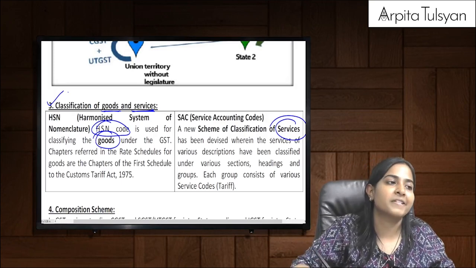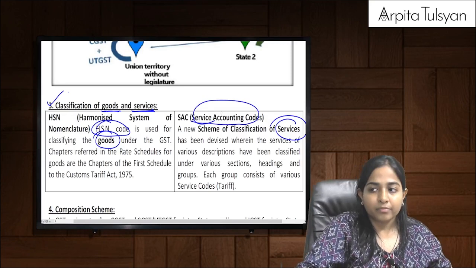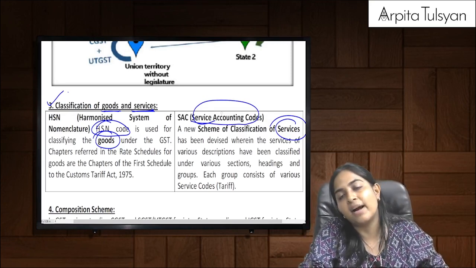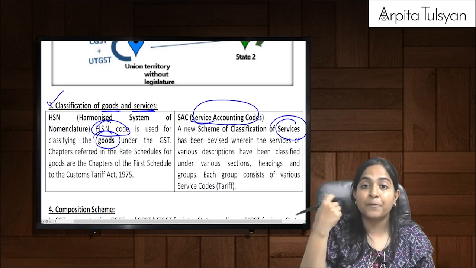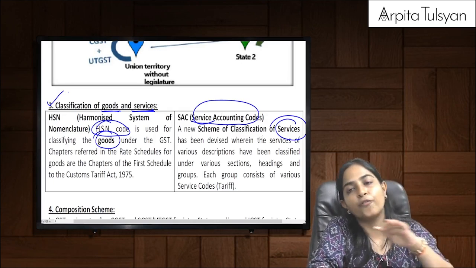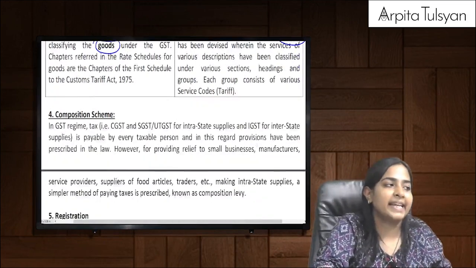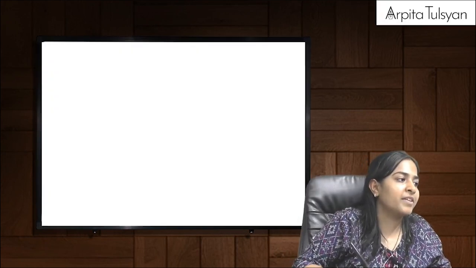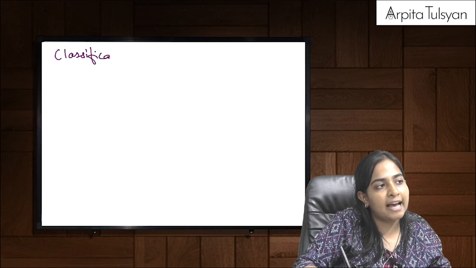For that they have prescribed some service accounting codes. Okay, service accounting codes, and I will go and check the required service accounting code in the law, and from there I will get the description of that service and the rate of tax applicable on that service. So for goods we have got the HSN code, and for services we have got the SAC. Very clear with this? So for this purpose we can say that in the third part, classification of goods and services has been done properly.